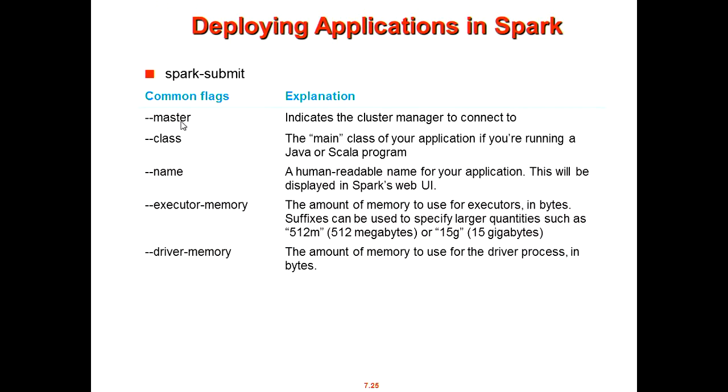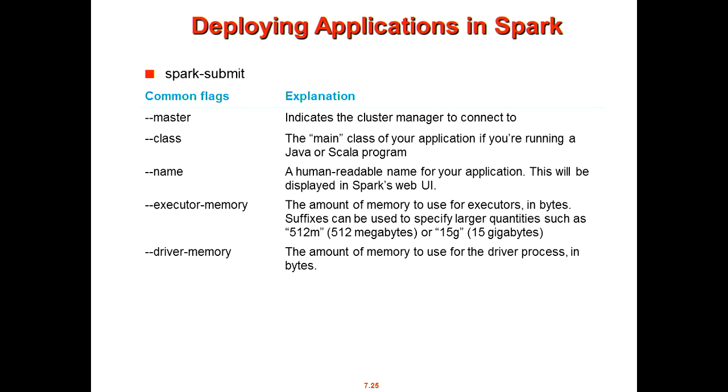And we have seen this before, the master parameter indicates the cluster manager to connect to. According to this, Spark will contact the relevant cluster manager. And class is the main class of the application, also similar to MapReduce, right? In MapReduce, you also need to give the main class. This is the entrance of your program. Otherwise, Spark or MapReduce will not be able to know how to enter your program, how to start your program. And name is a human readable name for your application.